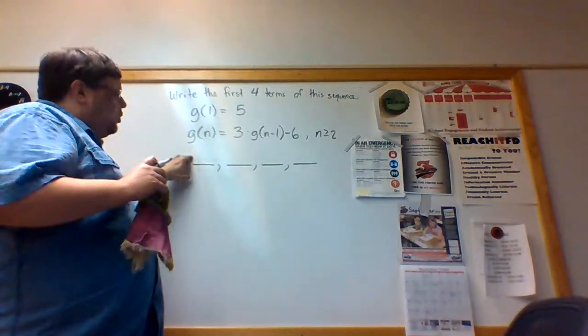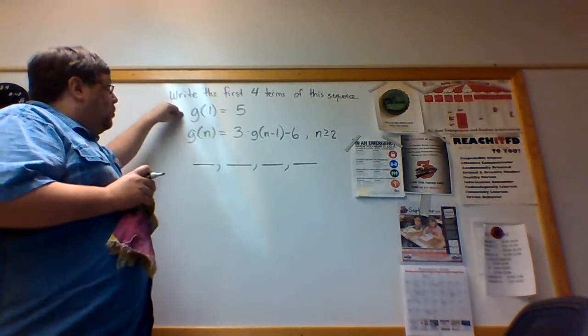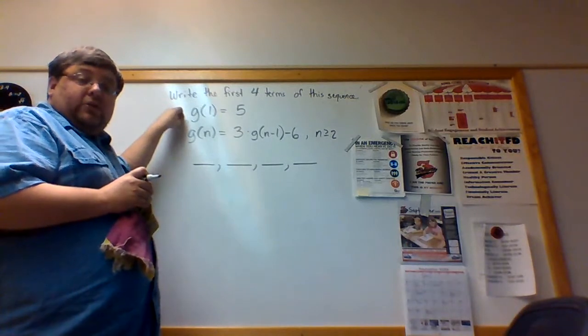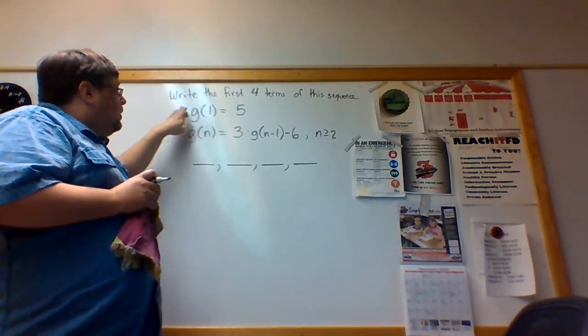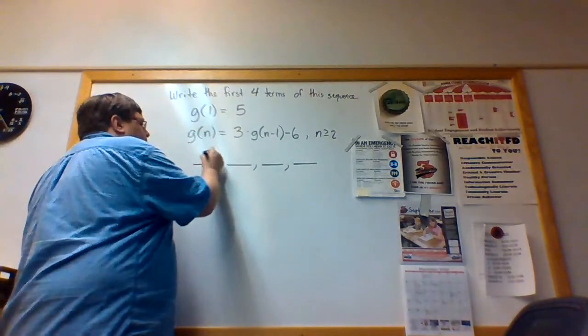And I'm going to try to fill in these blanks then. So the first blank should be pretty easy to find because that's our starting term, and the first line of the function always tells us where it starts. So this sequence starts with term number 1 is a 5. So I can put a 5 into that first blank.